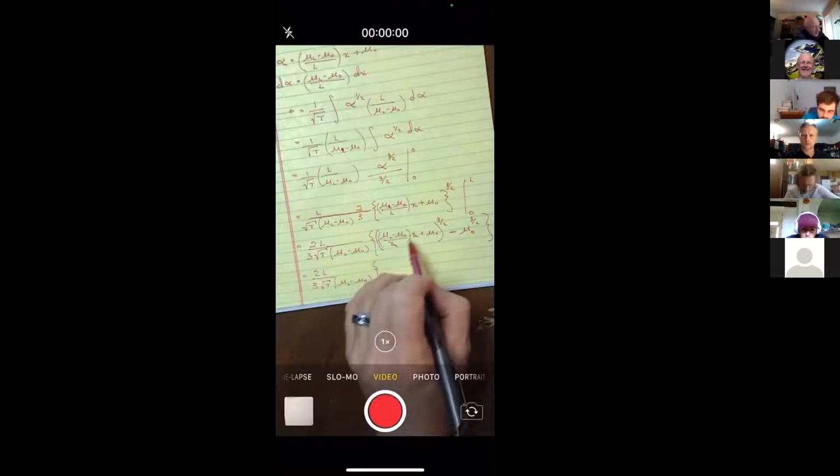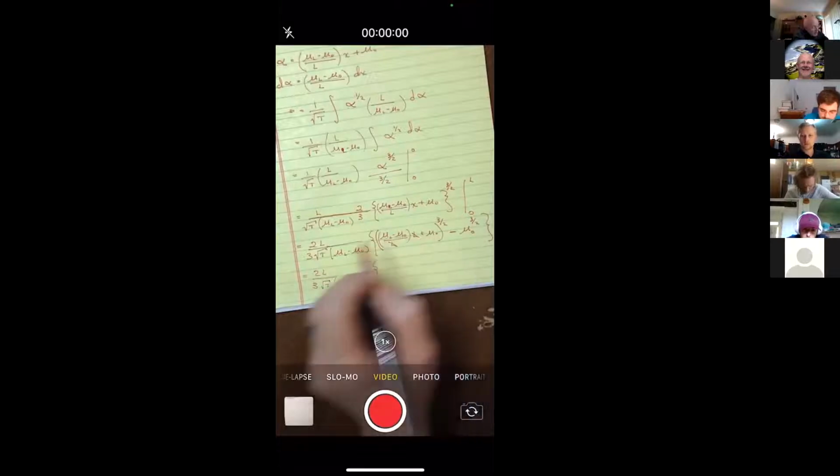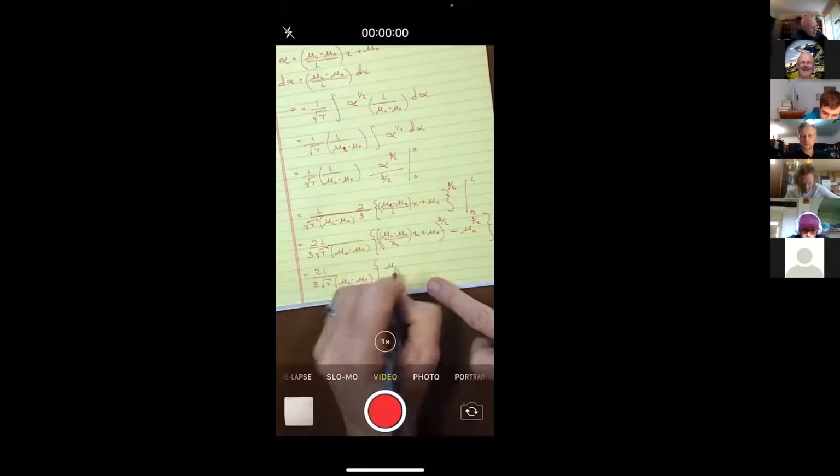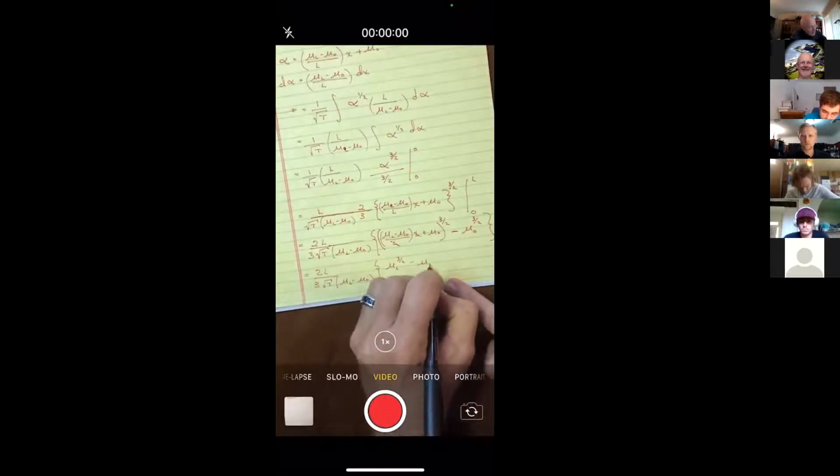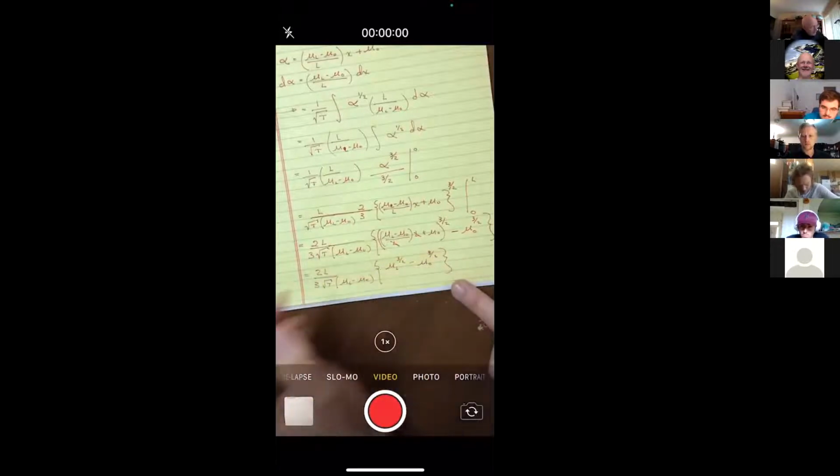Because once I cancel the L and then get rid of the inside parentheses, then I've got a mu naught plus a mu naught. So those go away. And so this is a mu L to the 3/2 minus a mu naught to the 3/2.